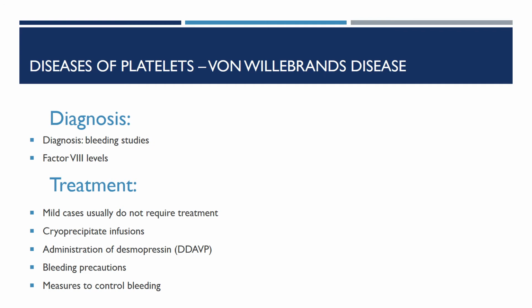And so the first approach that we're going to use is cryoprecipitate infusions. These cryoprecipitate infusions are infusing proteins essentially that are procoagulant proteins. Okay. Administration of desmopressin, which we saw helped with factor VIII production in hemophilia. Okay. And then anything to limit the amount of bleeding, and then measures obviously would be needed to control bleeding.